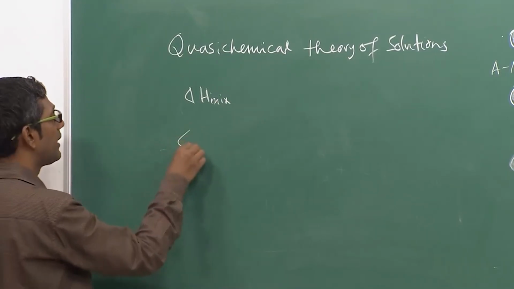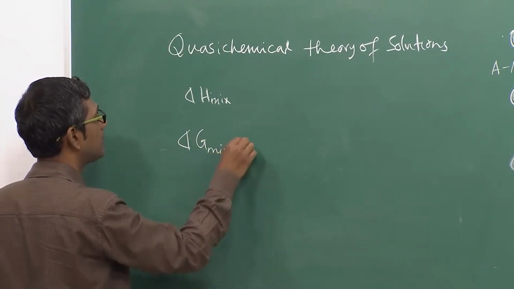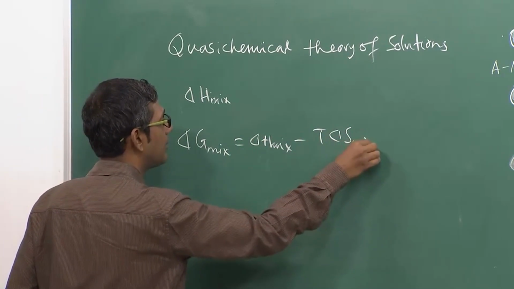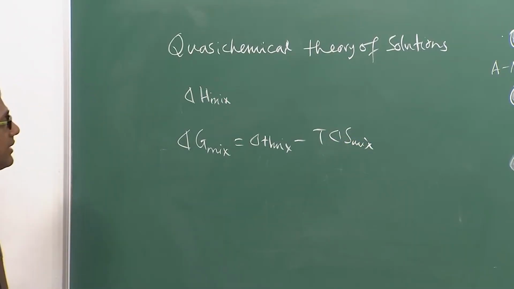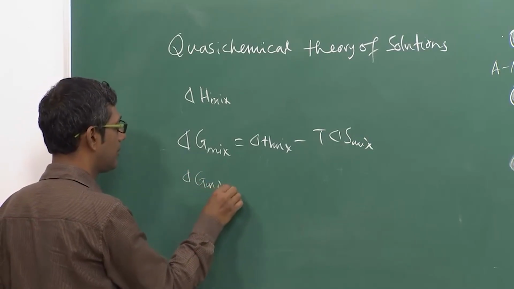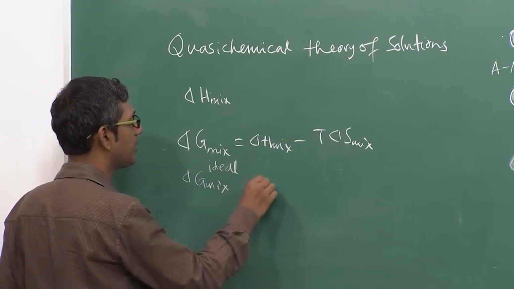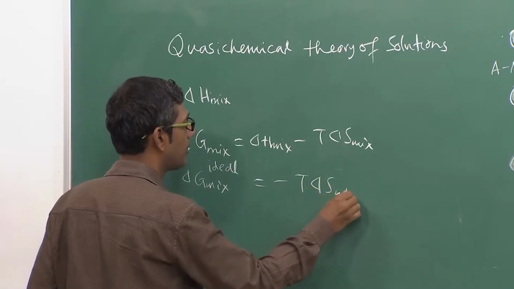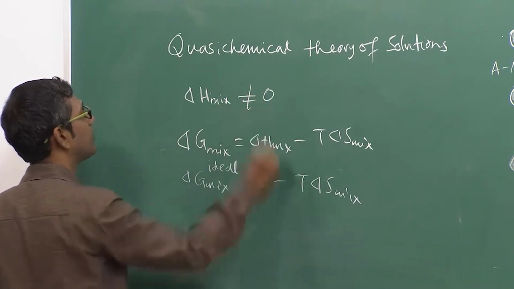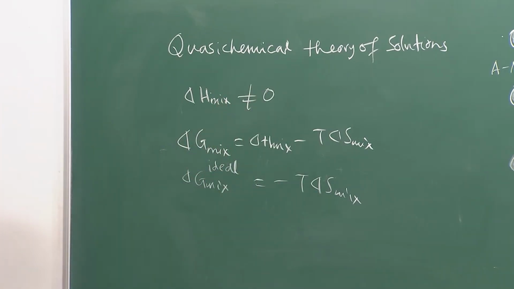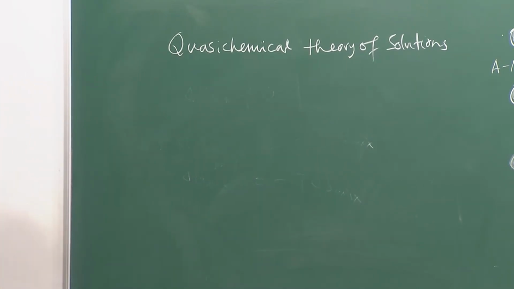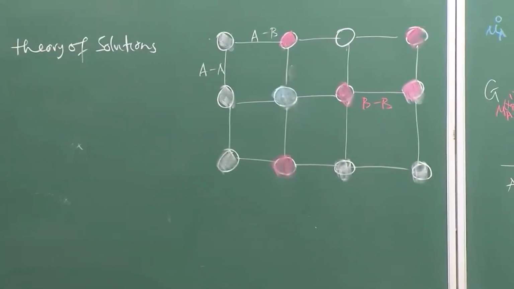I have discussed to you that delta G mix depends on two things. One is delta H mix minus T delta S mix, and the delta S mix expression I have already derived. So for ideal solutions we assume that delta H mix equals 0. So this was the expression for delta G mix. But in a real solution delta H mix is not equal to 0. So the basic purpose of this construction is to find out the delta H mix. The assumption in this theory is that delta H mix is solely dependent upon the bond energies.